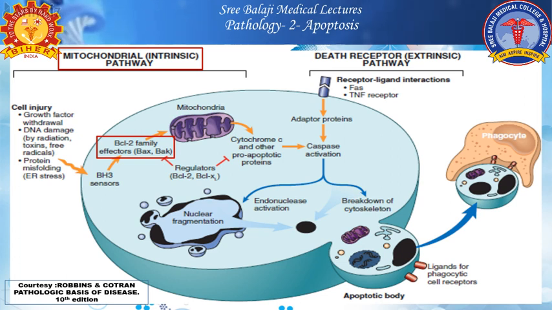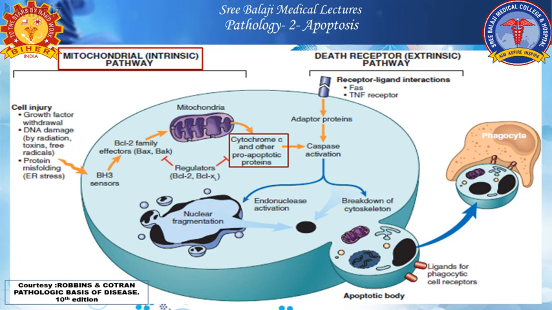These pro-apoptotic proteins act on mitochondria. The mitochondria release cytochrome C and other pro-apoptotic proteins. This is otherwise known as initiation. The apoptosis is initiated whenever cytochrome C and other pro-apoptotic proteins are released from mitochondria.